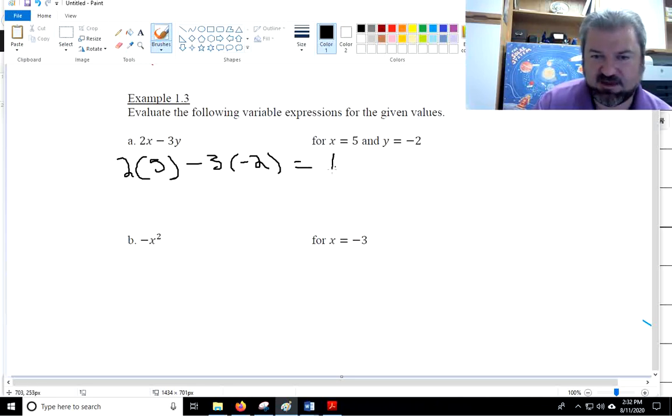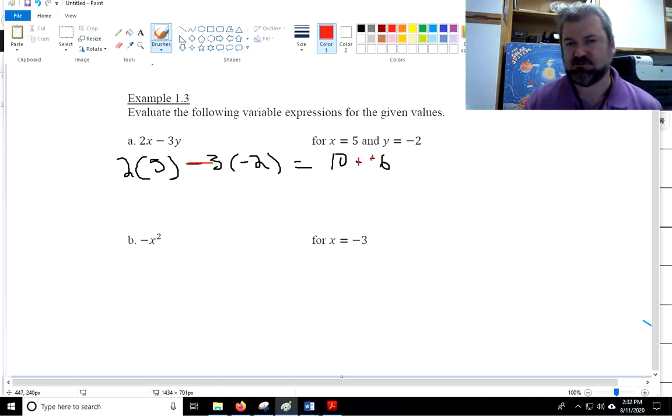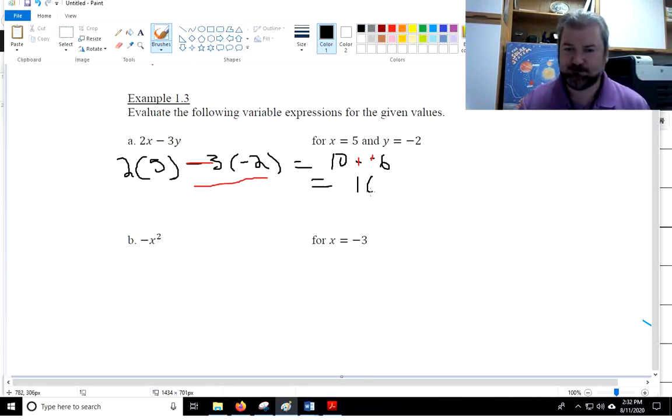2 times 5 is 10. 3 times a negative 2 is a negative 6, so this becomes a minus a negative 6. But minus a negative is plus a positive. So when you have a minus and then you have a multiplication, count that minus in your count of how many negatives you have in the multiplication problem. We had 2 negatives in the multiplication, so the answer has to be positive because it's an even number of negatives. That's why I end up with 10 plus 6. So that becomes 16.